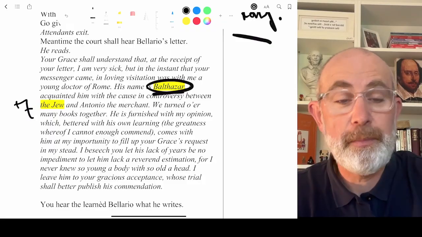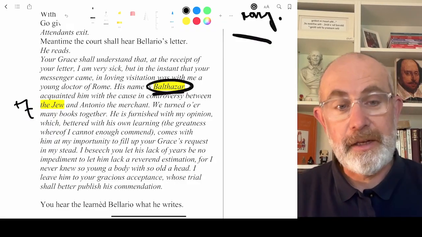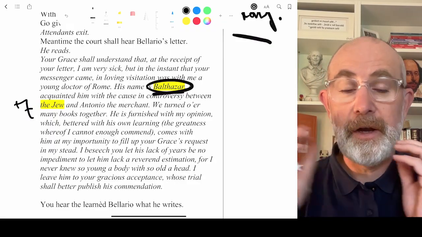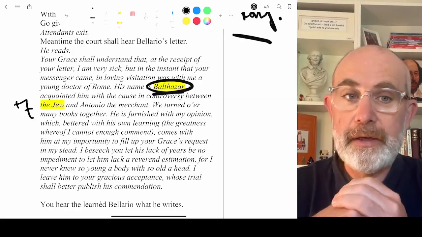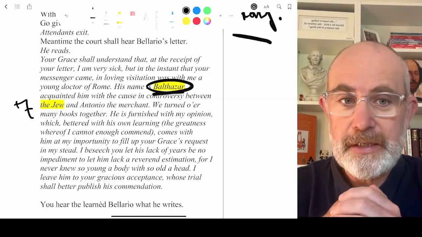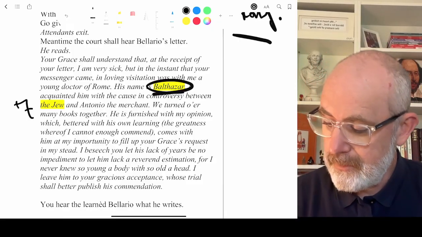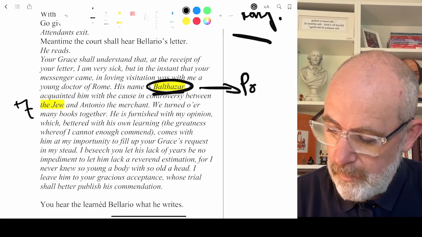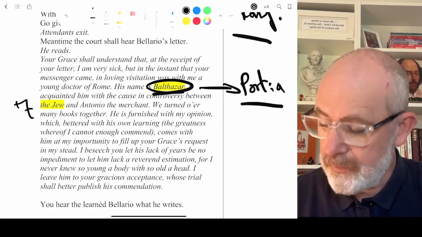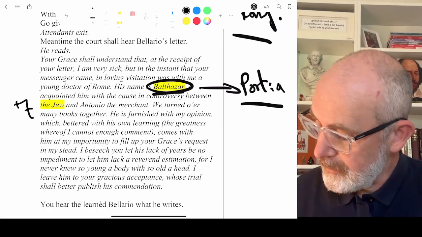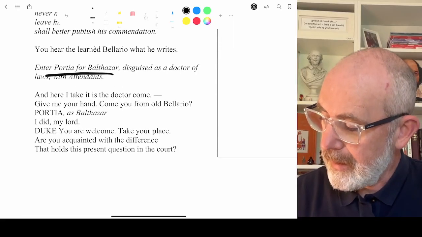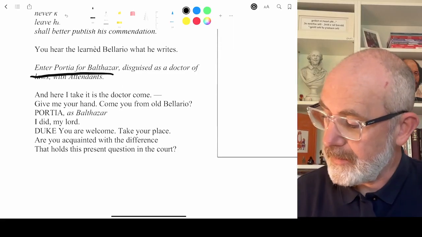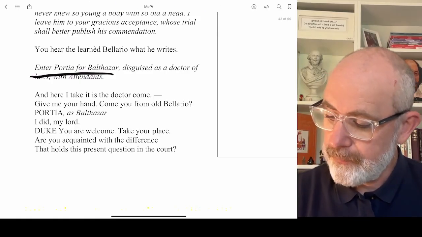So this is the letter that's supposed to come from Bellario, and it's saying, oh, this young fella, he's no beard. Now he's very young. Of course, there's no beard because it's a woman. But believe me, this guy, you should listen to him. And of course, Balthazar, that's Portia. I often get confused between Bellario and Balthazar. So anyway, enter Portia as Balthazar, and again the tension ratchets up because we're anticipating what she's going to do.